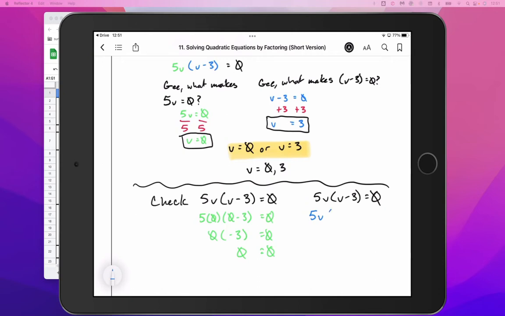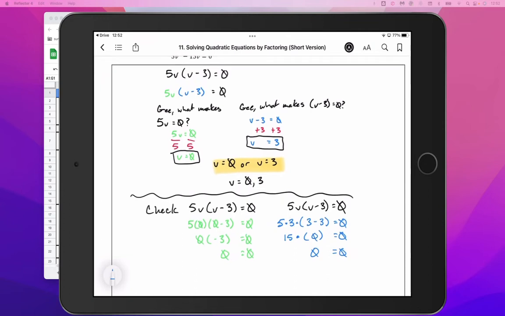Let's test that now for the v minus 3, where we had v is equal to 3. If we put a 3 in there, I need to put a 3 in front as well. We would have 5 times 3 times 3 minus 3. 5 times 3 is 15. 3 minus 3 is 0. And 15 times 0 is 0. So we can see again that 0 is equal to 0. And so we could put either the value 0 or the value 3 back into what we started with, and we would end up with a true statement of 0 equals 0.